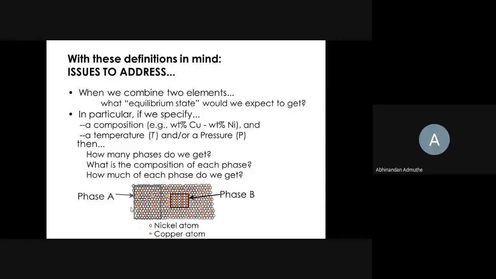So by using this information, if you know the temperature and if you know the composition, at equilibrium we can easily find out how many phases are there and what is the state of that phase.